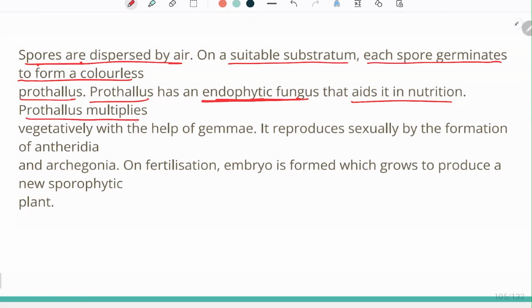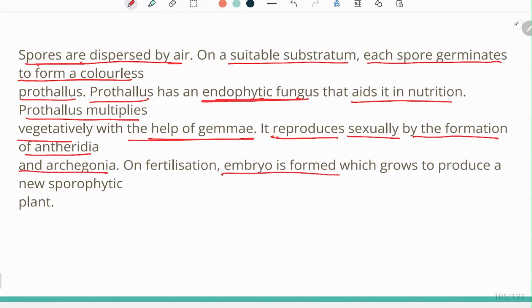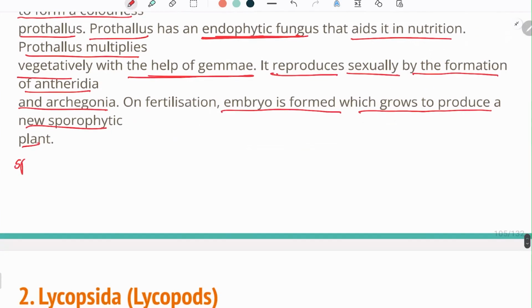Now, this prothallus multiplies vegetatively with the help of gemmae. We know that this prothallus has gemmae on its rhizoids. It reproduces sexually by the formation of antheridia and archegonia, which give rise to antherozoids and eggs. On fertilization, an embryo is formed which grows to produce a new sporophytic plant. The sporophytic plant will give rise to the production of spores.